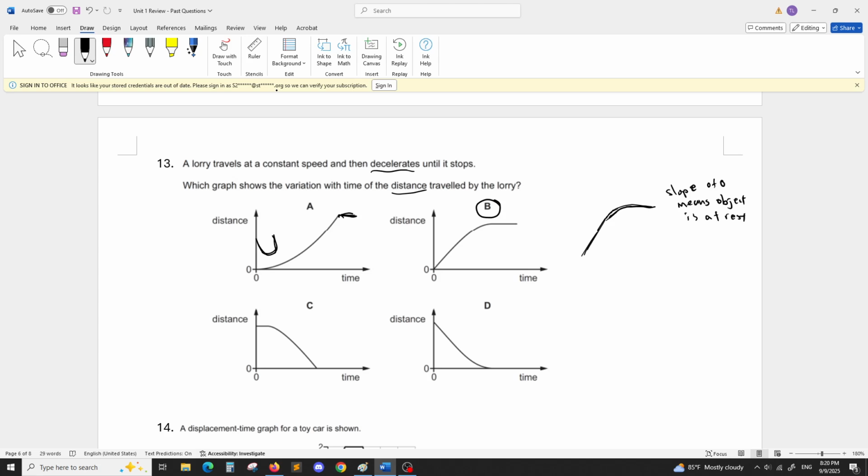In terms of C, they don't say that the lorry starts at a certain distance, and you can't really go down in a distance graph. That's only for displacement graphs. And the same reasoning applies for D. So C and D are automatically off, and A just does not make sense at all, so our final answer is B.